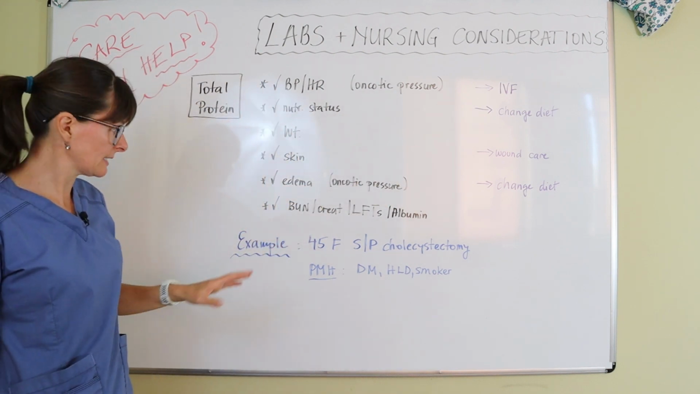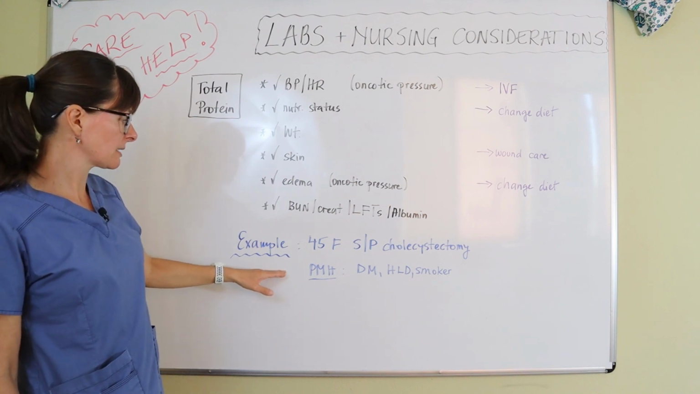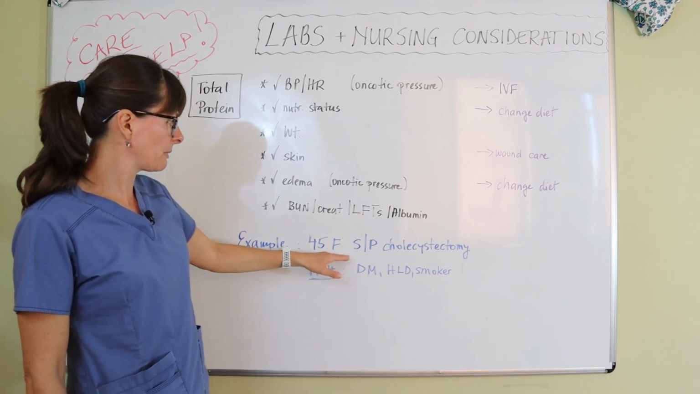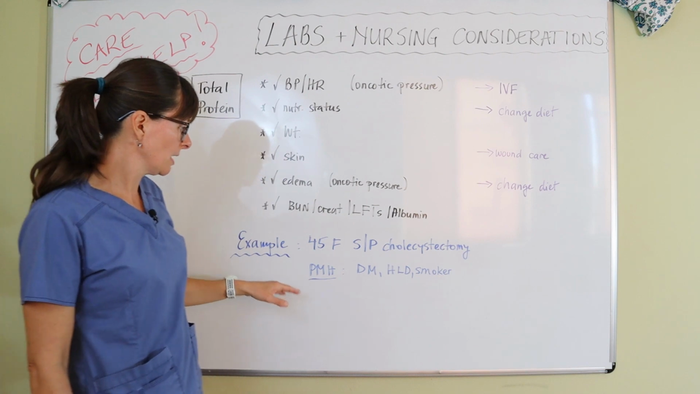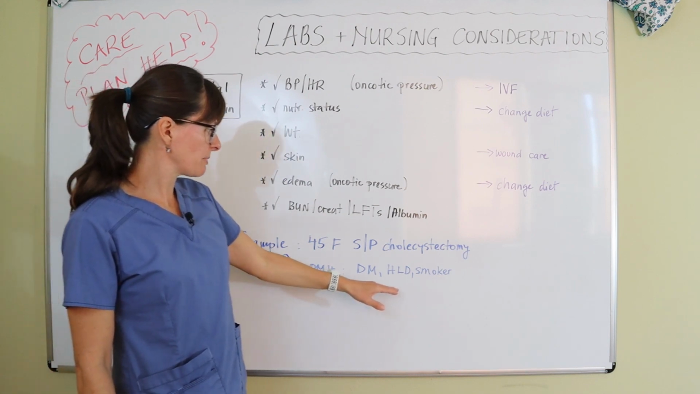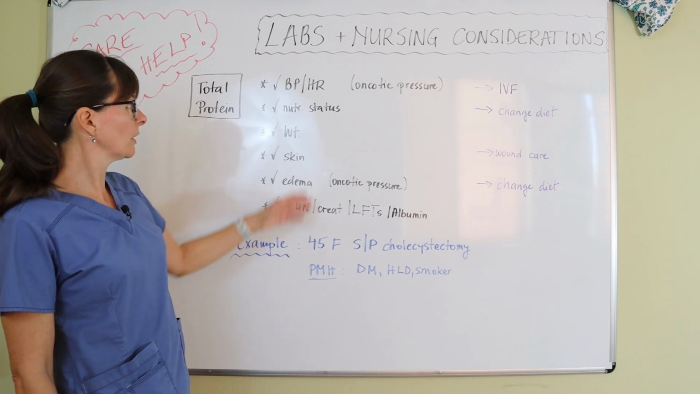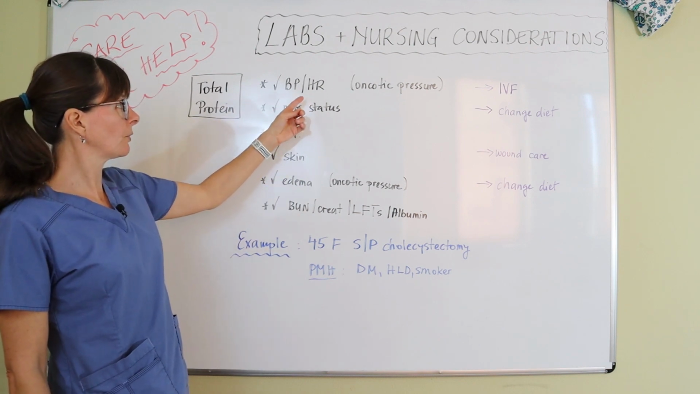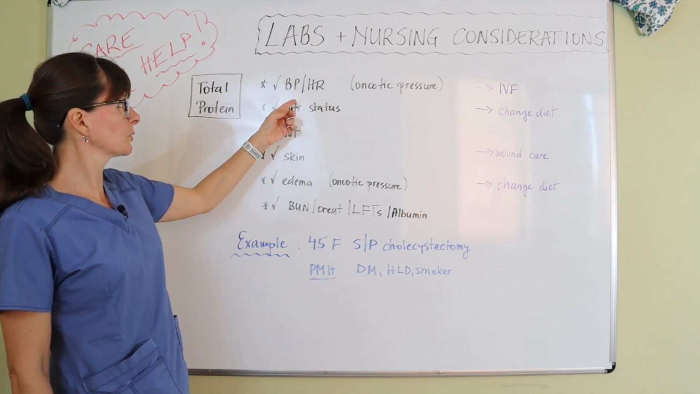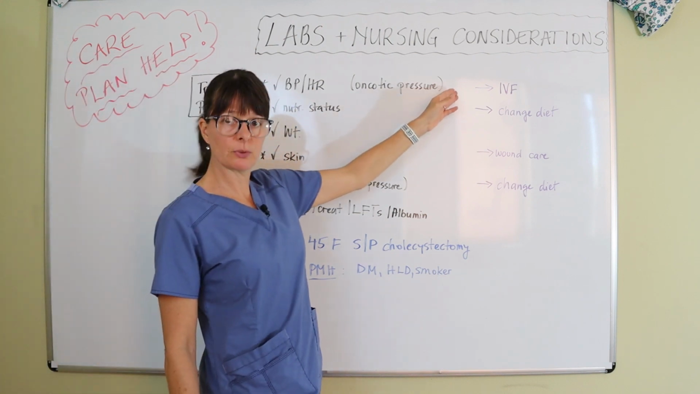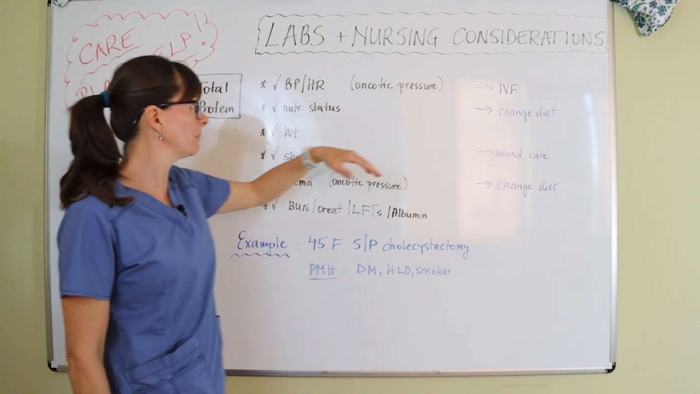And before I forget, the example that I've been using in these labs was this 45-year-old female status post-cholecystectomy with a past medical history of diabetes, hyperlipidemia, and she's a smoker. So now for her, if we were worried about her oncotic pressure being low and her low protein, then we could give her IV fluids, like I said, or maybe even some albumin.